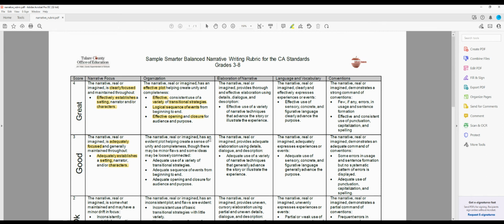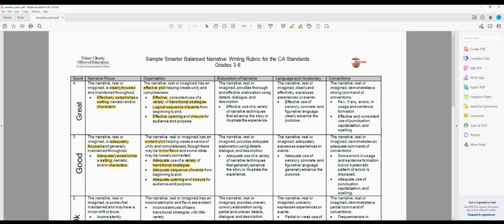The narrative, real or imagined, has an evident plot helping create a sense of unity and completeness, though there may be minor flaws and some ideas may be loosely connected. So, evident plot. I know that there's a beginning, middle, end, but there may be some minor flaws. Adequate, again, means good enough. Adequate use of a variety of transitional strategies, so different kinds of strategies. Adequate sequence of events from beginning to end. Adequate opening and closure.